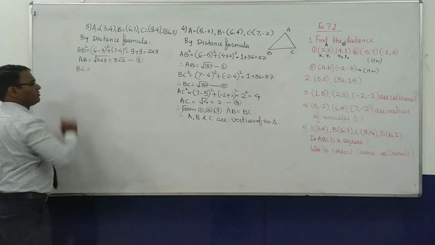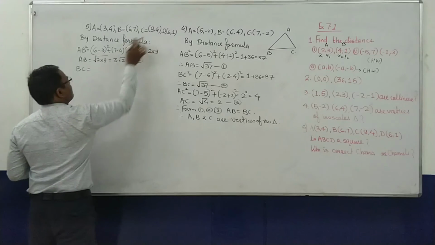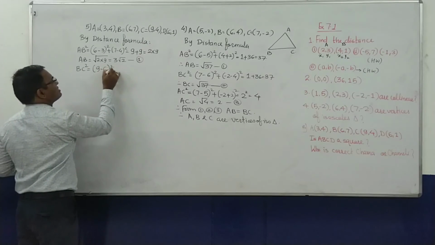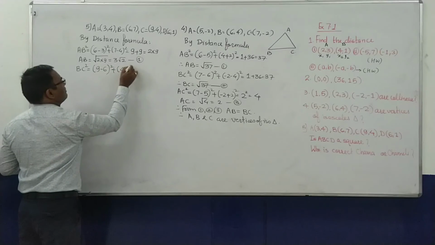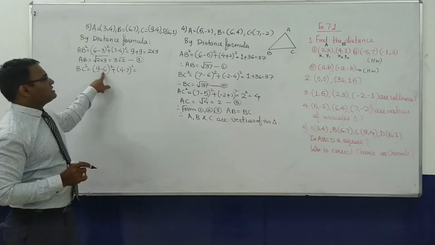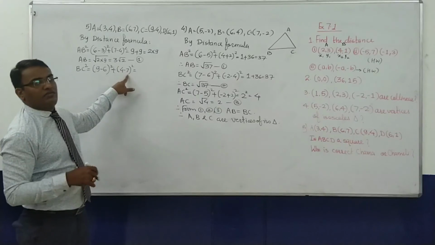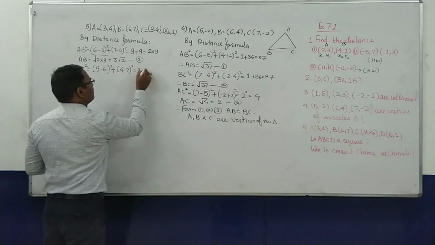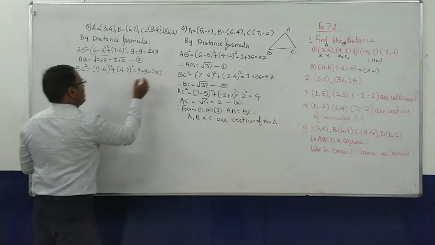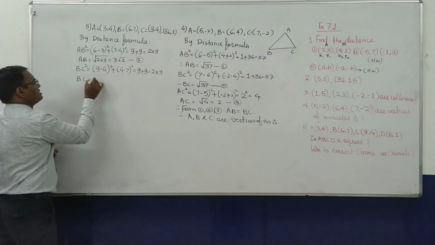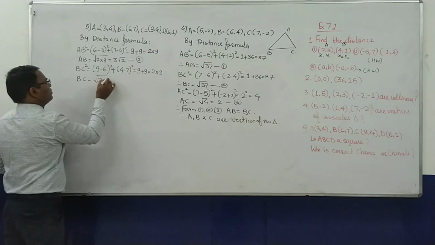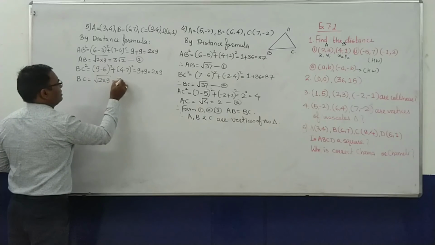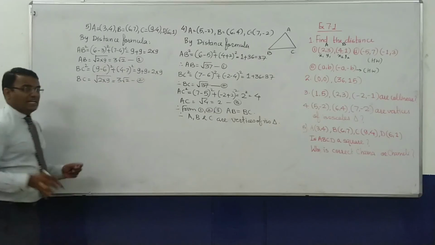Now, BC. What is your BC? B and C. So, BC square is 9 minus 6 square plus 4 minus 7 square. Again, 9 minus 6 is 3. 3 square is 9. 4 minus 7 is minus 3. Minus 3 square is again 9. So, 9 plus 9 is again 2 into 9. So, your BC is also equal to root of 2 into 9, that is again 3 root 2. So, 2 sides are the same.